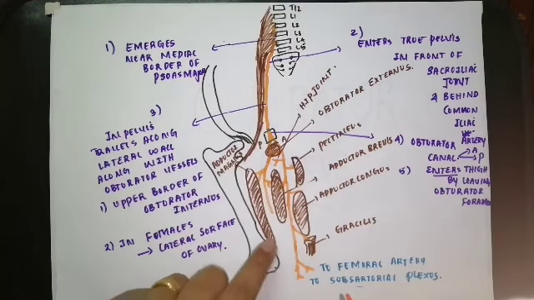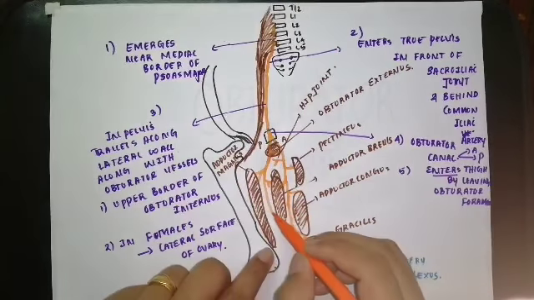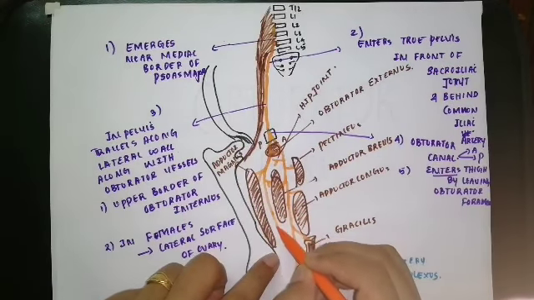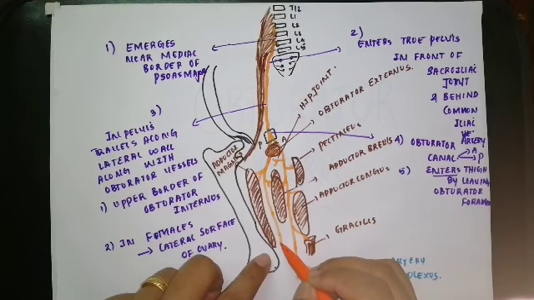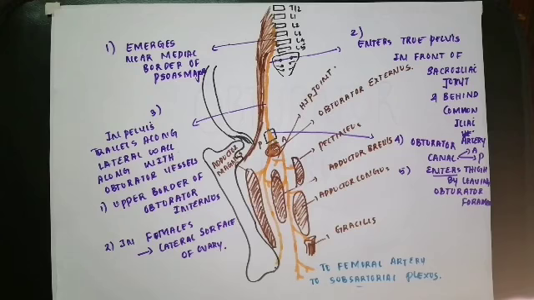Now, after giving branch to the adductor magnus and distal to the adductor longus muscle, it enters the popliteal fossa. Now in the popliteal fossa, what happens? Now in the popliteal fossa, it gives a genicular branch.